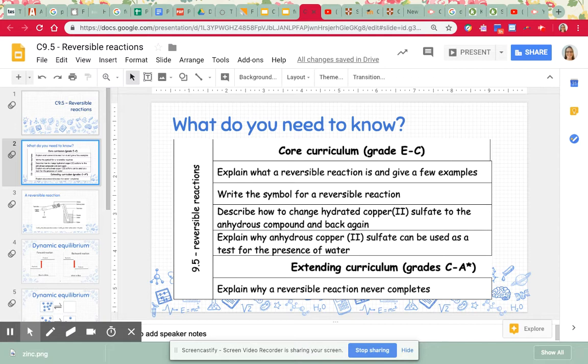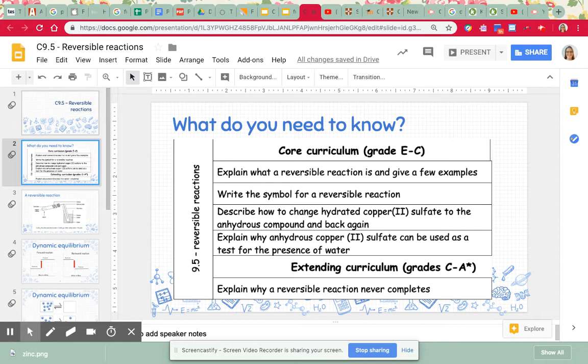You need to be able to write the symbol for a reversible reaction, very easy. Describe how to change hydrated copper 2 sulfate to the anhydrous compound and back again. Anhydrous might be a word you've not met before. Anhydrous just means without water, and hydrated is the opposite, which means with water.